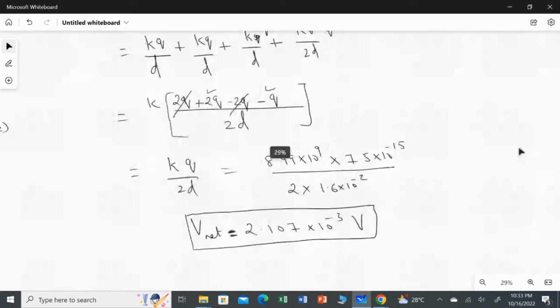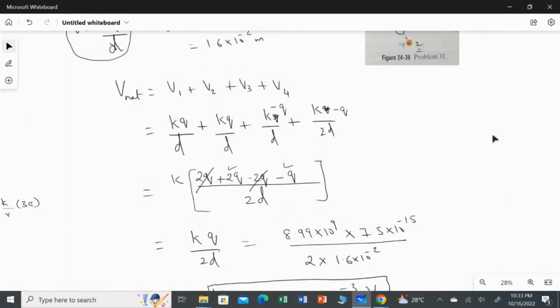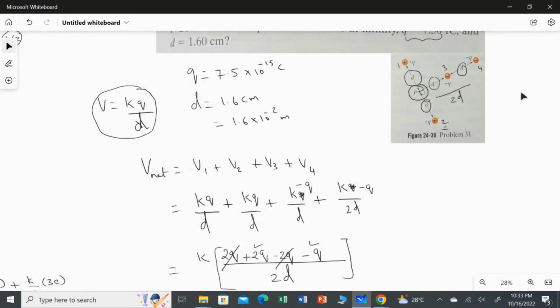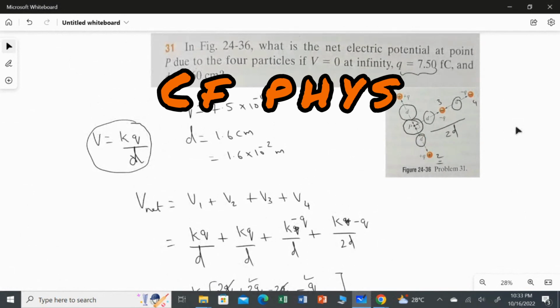Clear? So please memorize the formula. Without the formula, it's not easy to solve this question. That's it.